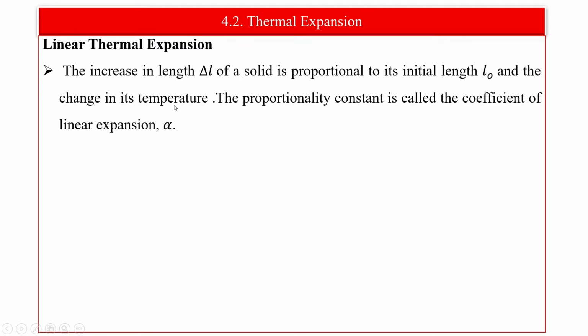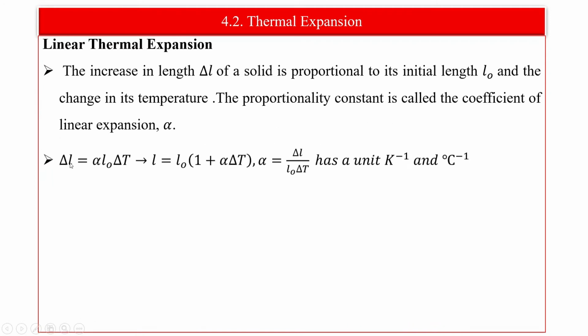If the change in temperature is smaller, you'll get a smaller value of change in length. So the proportionality constant is called the coefficient of linear expansion, and it can be represented by alpha. Therefore, it's possible to write: change in length is equal to alpha times original length multiplied by change in T. Here is the formula: change in length equals alpha times original length times change in T.